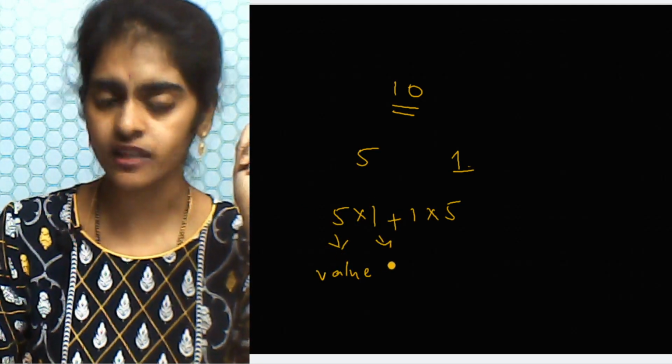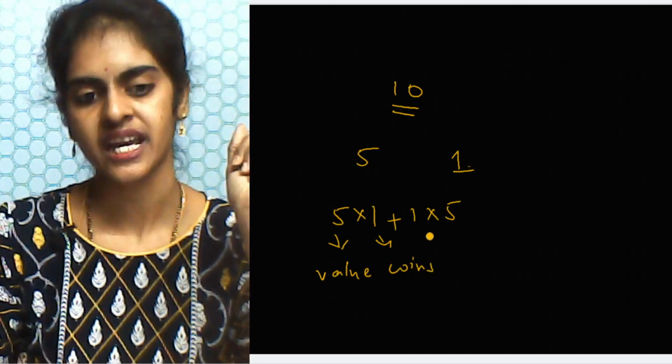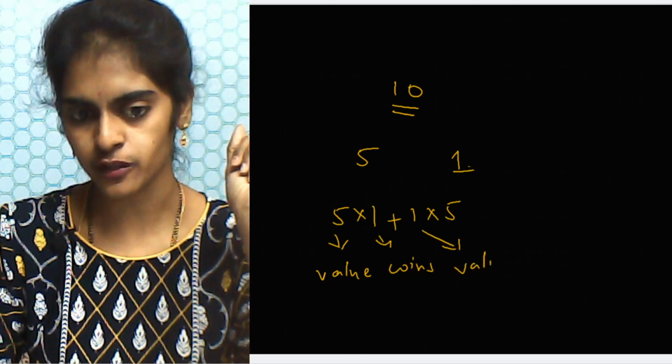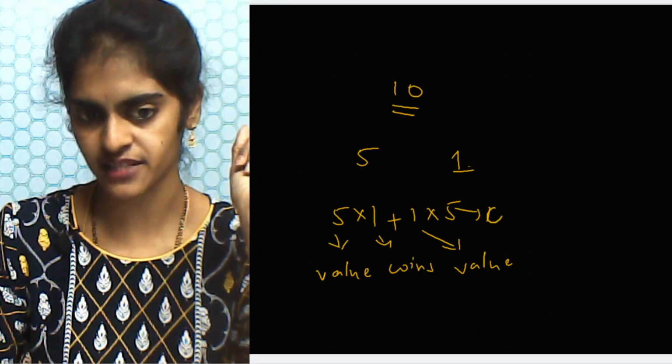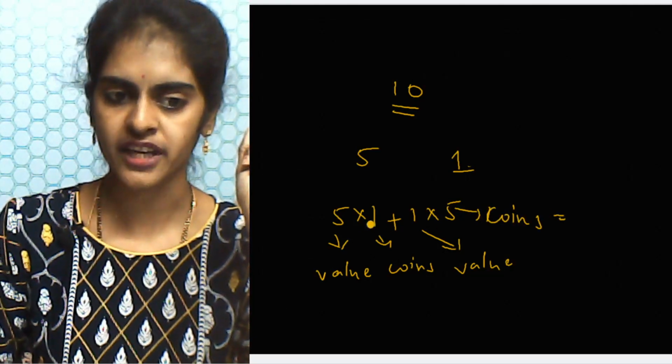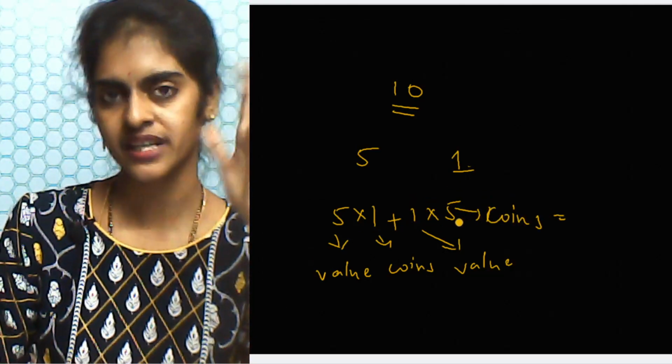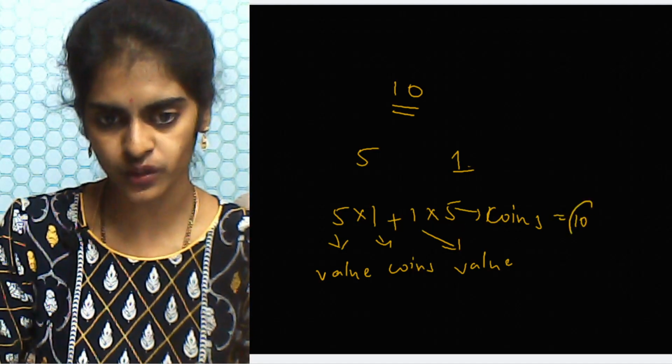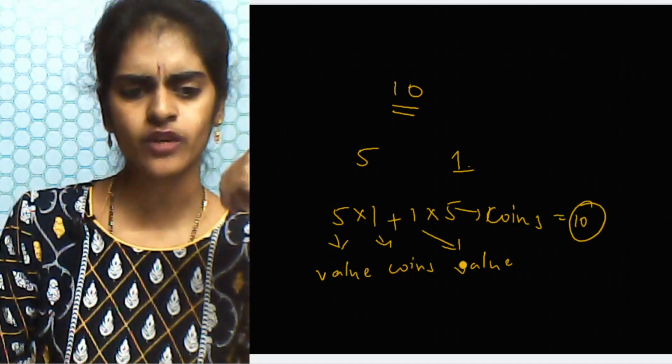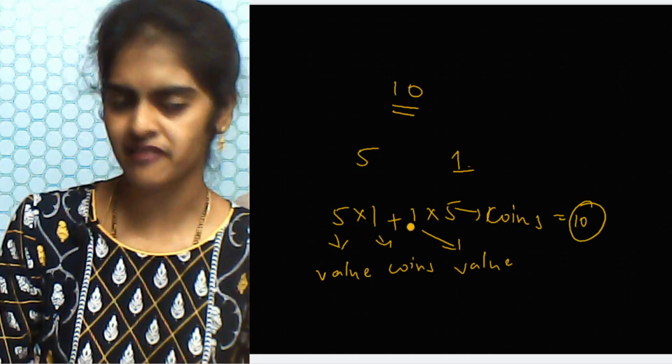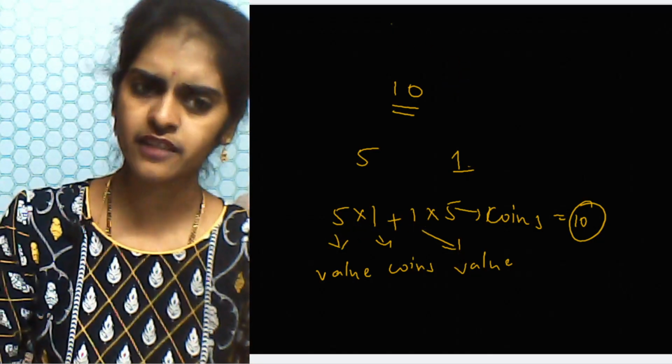You will multiply the value with the number of coins. This is 1 rupee, the value of 1 rupee. You will multiply with the number of coins. So 1 into 5 is 5, plus 5 into 1 is 5. So 5 plus 5 is 10. So total 10 rupees you have. You can take another example also. If 5 and 1 is confusing for you, try it with 12.